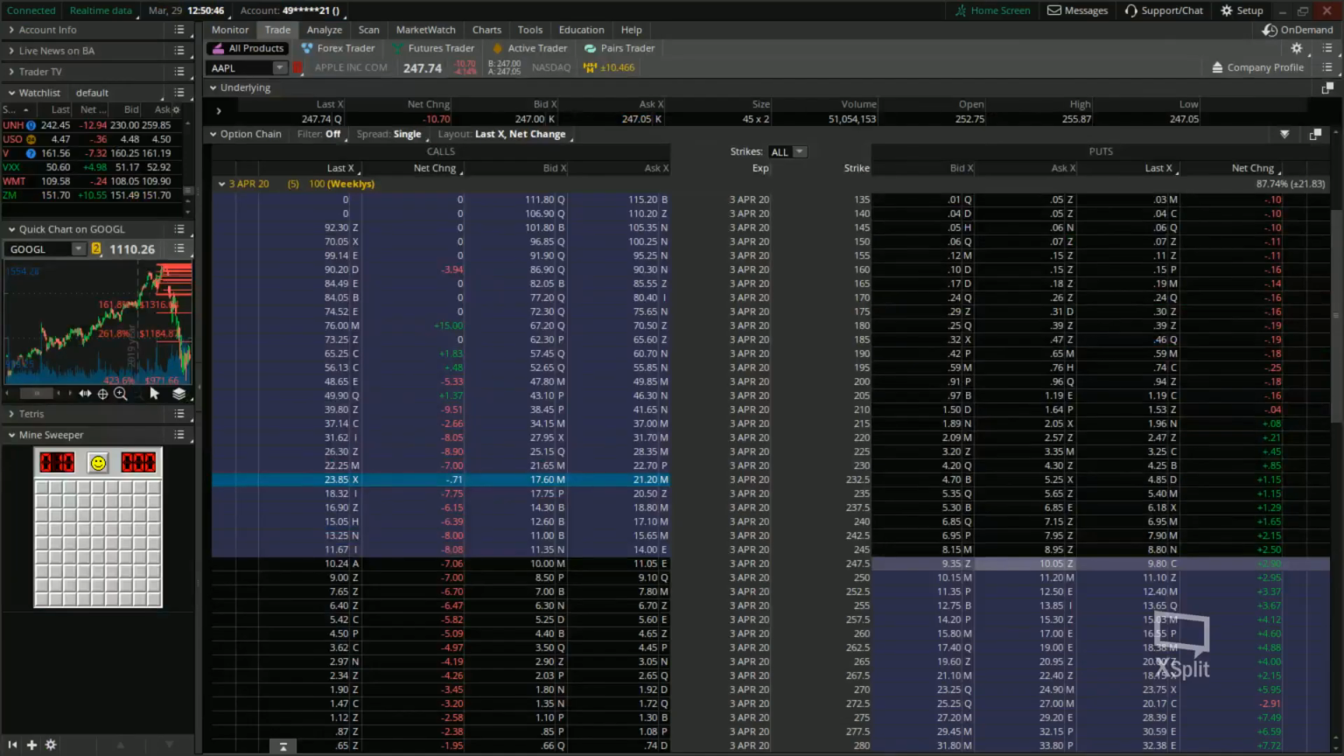Do you recommend Robinhood for rookies? No, I recommend you learn Thinkorswim right away because it takes like 5 minutes to learn.